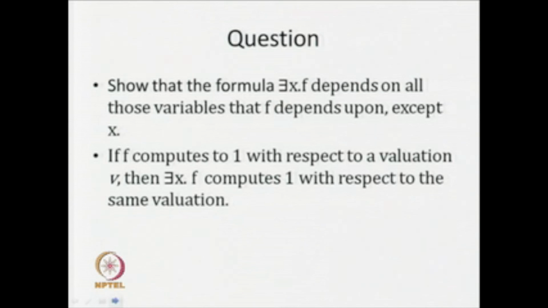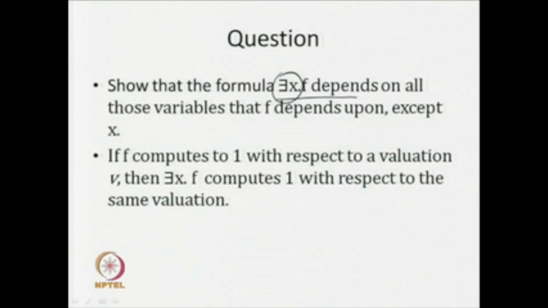What does it mean? We are relaxing this function on some variable. So, basically what it is saying is that there exists x f depends on all those variables that f depends upon except x. Now, you just try to get the feeling of what there exists x means and see whether this is correct or not. If it is correct, you establish it, or if it is not correct, then also establish it or give a counter example. I think it is a very simple one.